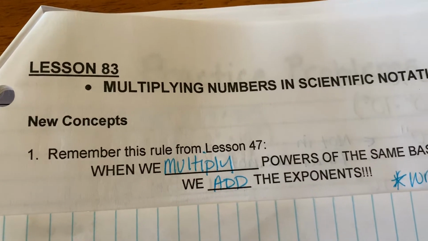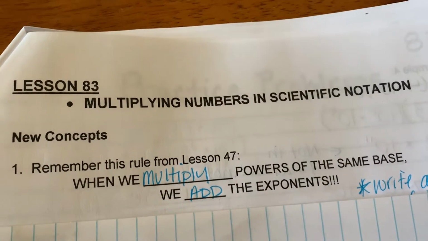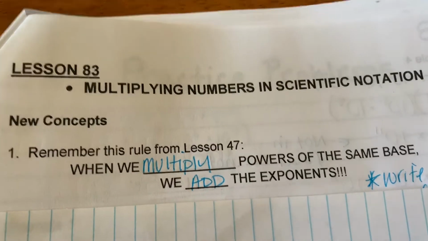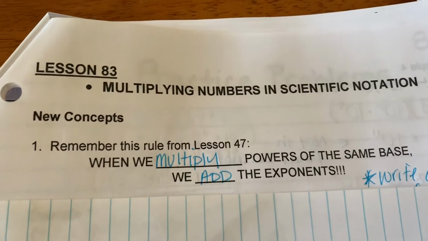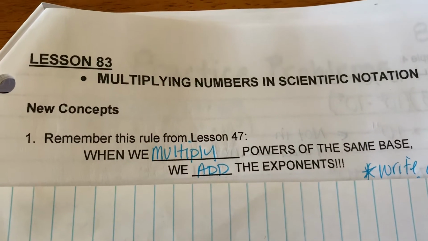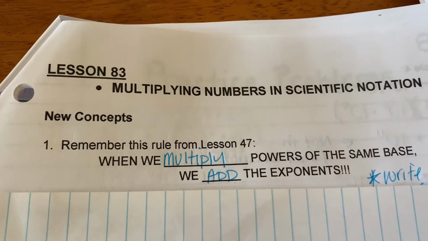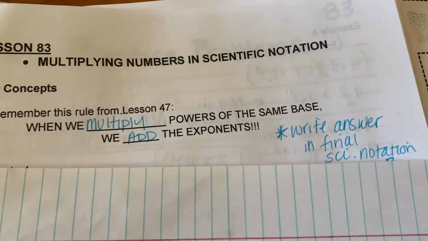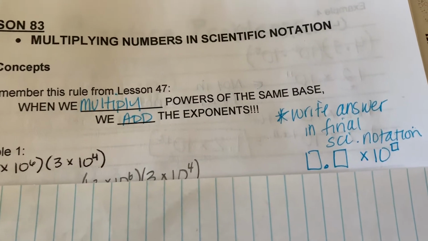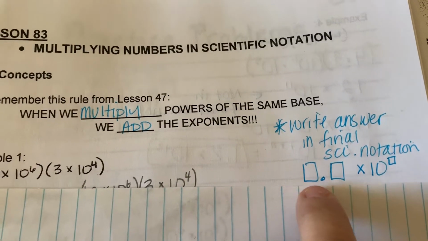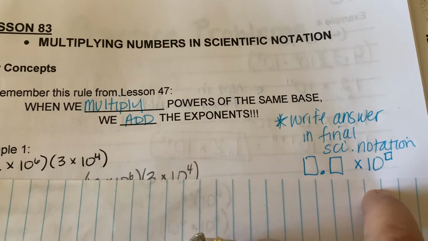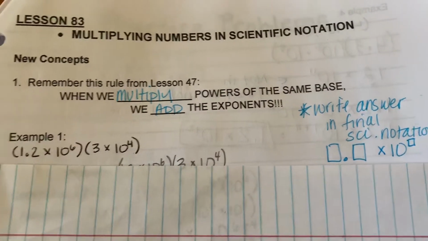Hi, today we're going to take a look at lesson 83, which is multiplying numbers in scientific notation. And we have to remember from lesson 47, when we multiply powers of the same base, we add the exponents. And we have to always write the answer in final scientific notation, which is a number, a decimal, and then any additional numbers times 10 to an exponent, okay?